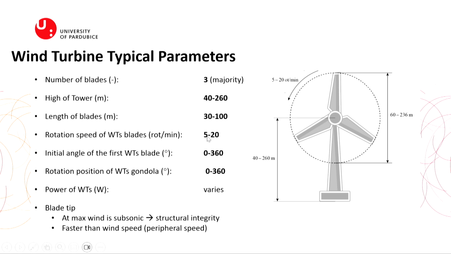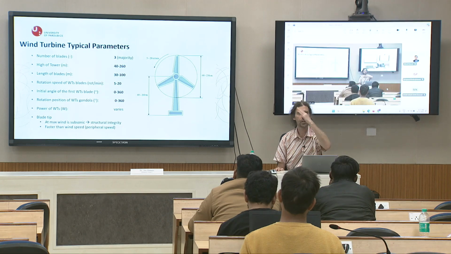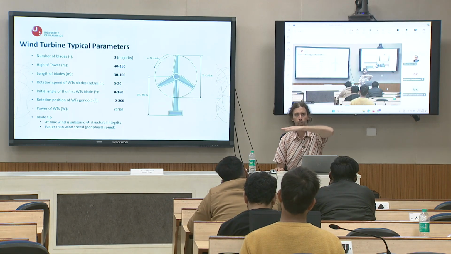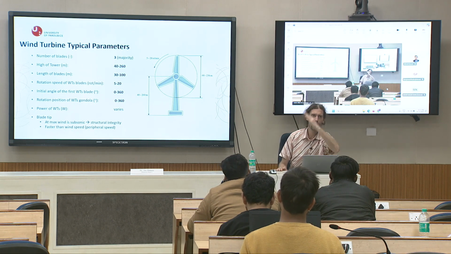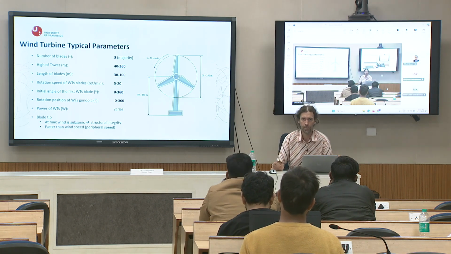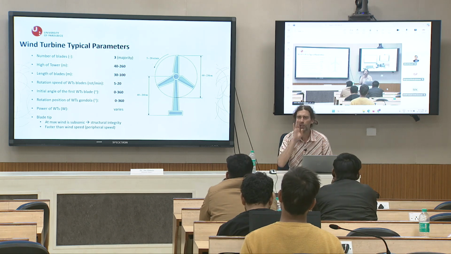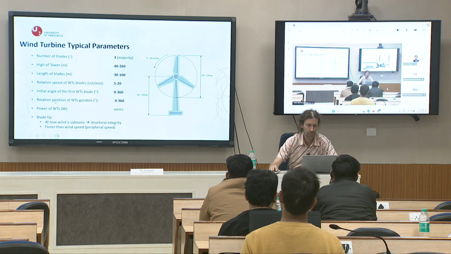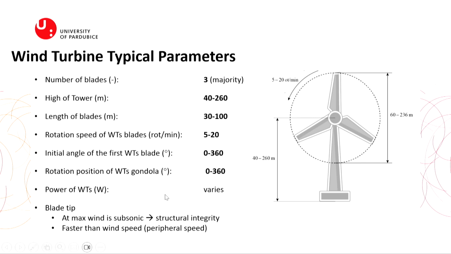Rotation speed, as I already said, from 5 to 20 typically, normally from 2 up to 20, something like this. Initial angle, where the rotation starts. It is important because where you start, from this position you know the position of each blade, and it could be any. It is a random variable. But as you will see, it is not important for us. I will describe it later. And the power of wind turbines varies. It is from, I don't know, half a megawatt until 10 megawatts, 6, 8 megawatts, something like this.